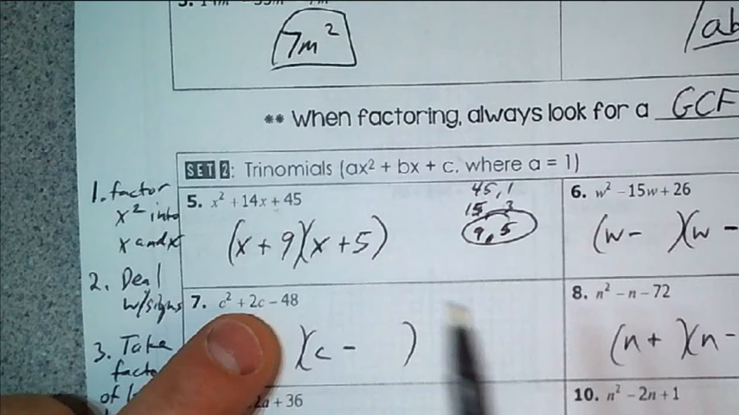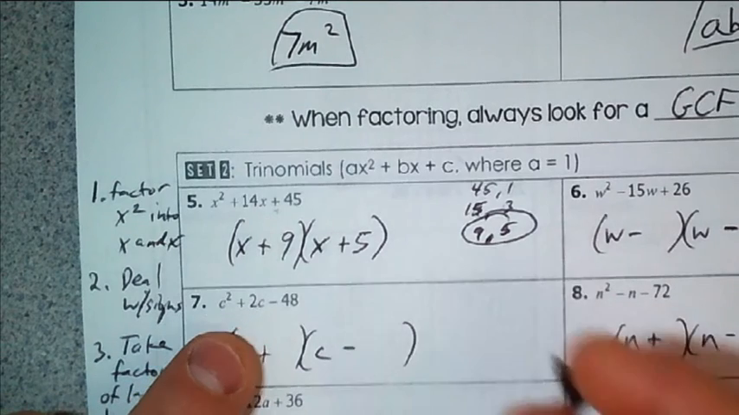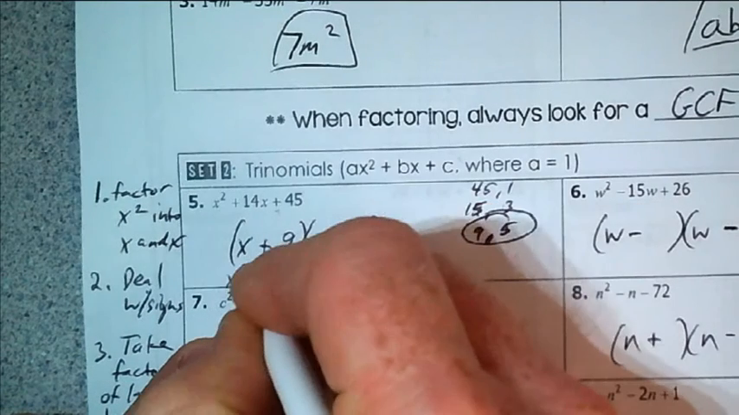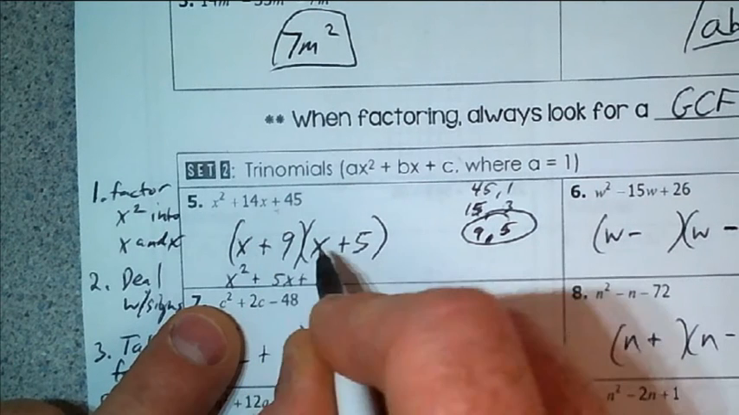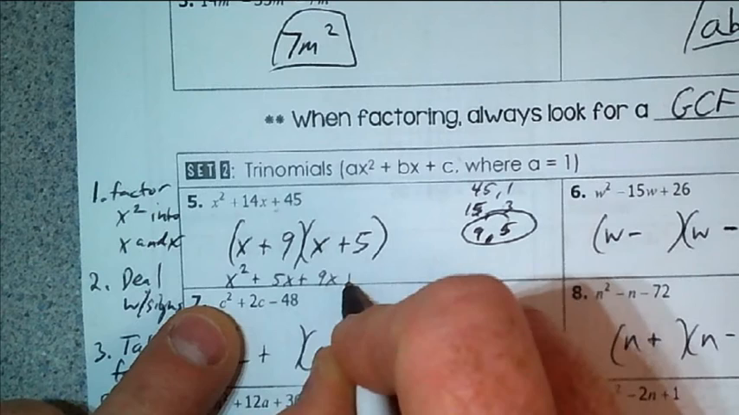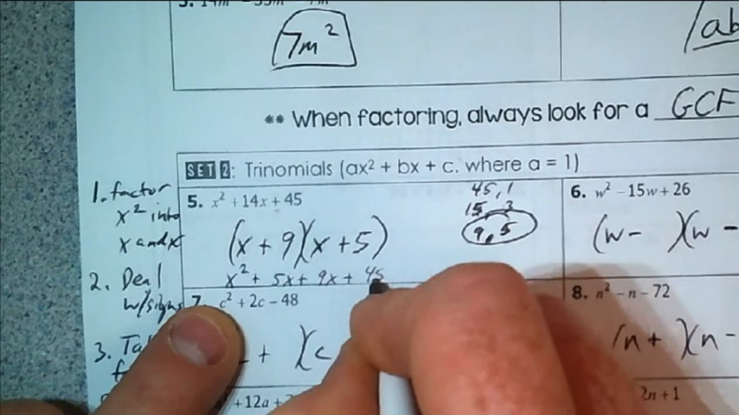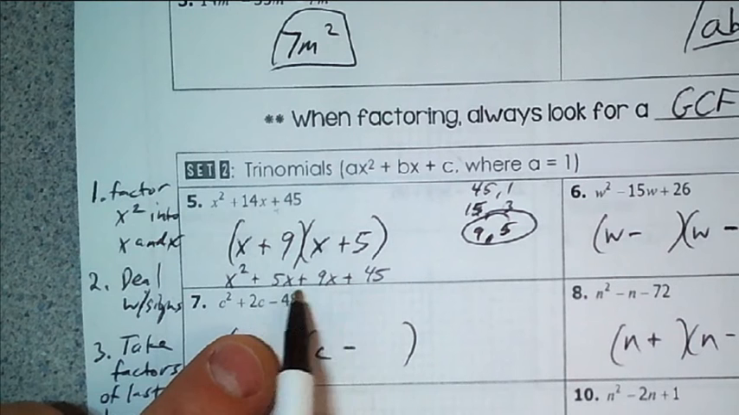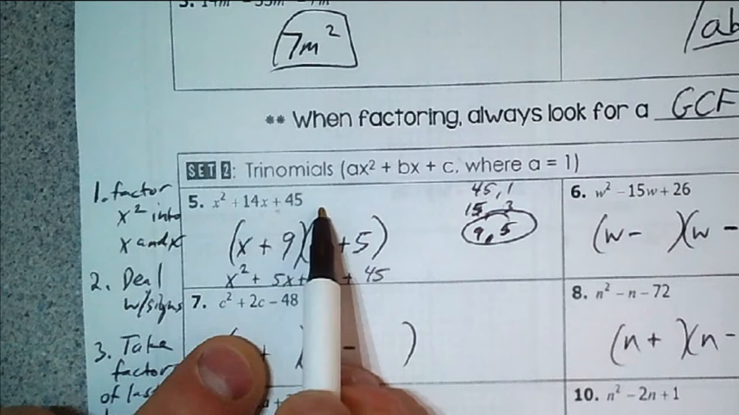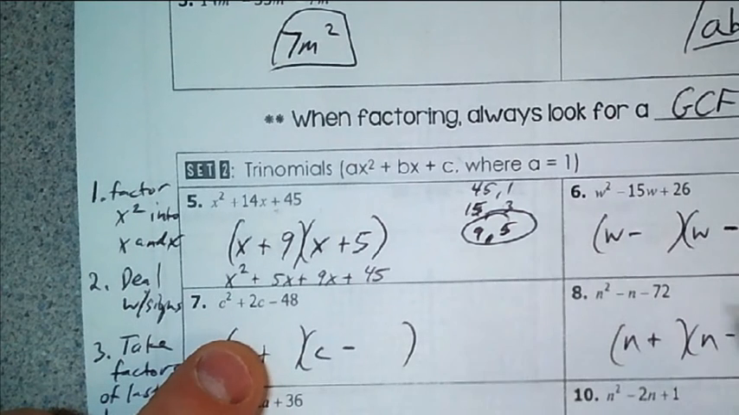And look what happens if we FOIL this out. First will be x squared. Plus 5 times x is 5x. Plus 9 times x, 9x. Plus 9 times 5, 45. And what's 5x plus 9x? 14x. Isn't that what we had here? Yes. So we are correct. You can always check yourself by FOILing it. So that's how we do it.